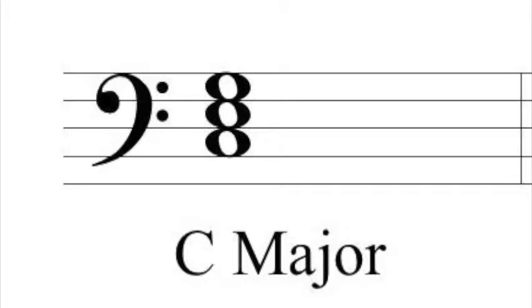So C to E is a major third, and E to G is a minor third, and when you play them all together, that creates a major triad. A major triad has the major third on the bottom and a minor third on top.